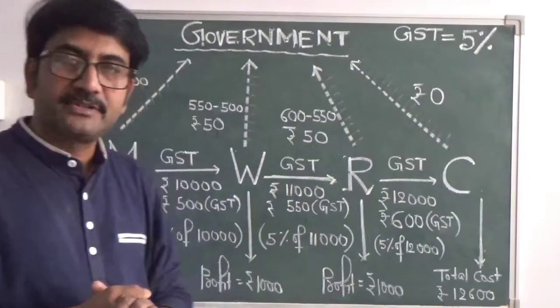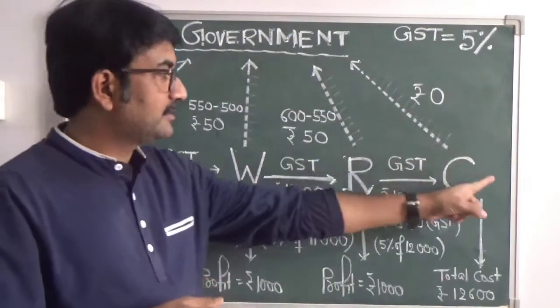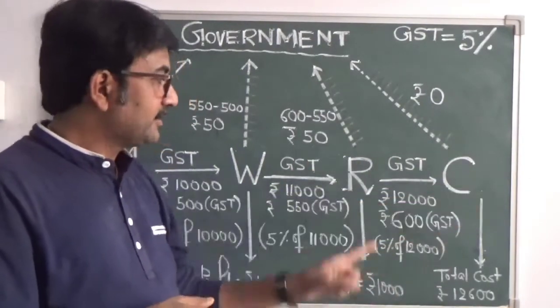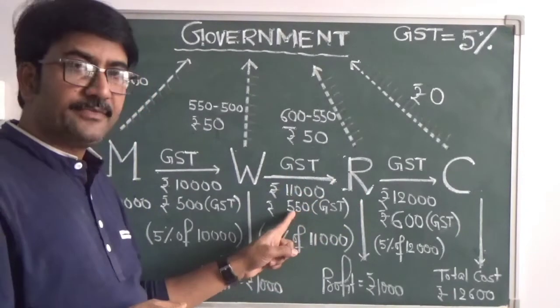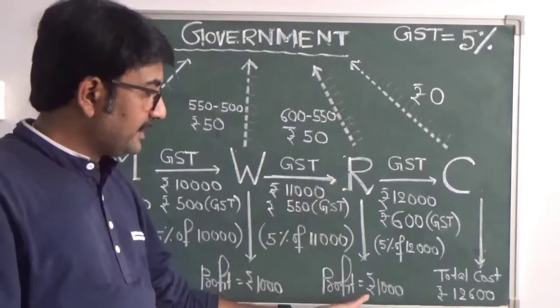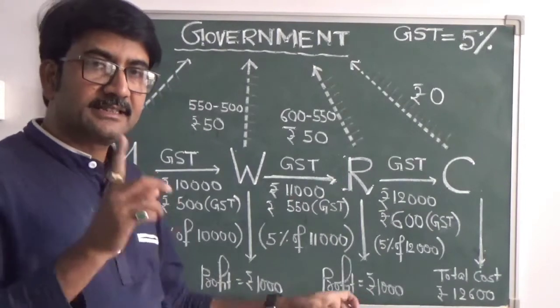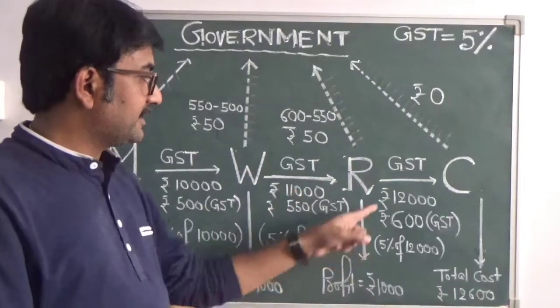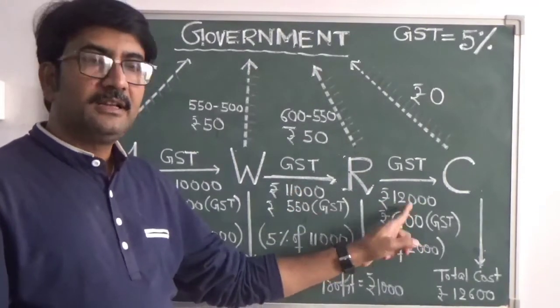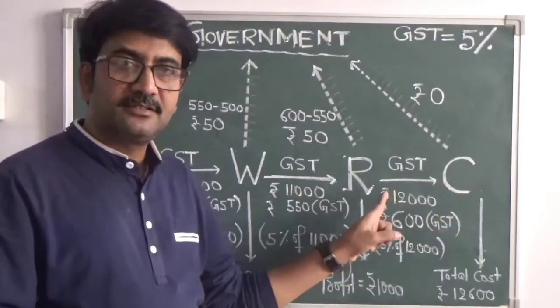The retailer now wants to sell this mobile phone to the end consumer. The retailer's CP is 11,000 and he has paid a tax of 550. Now the retailer wants to have a profit of 1,000. So the SP of the retailer now is 11,000 plus 1,000, which equals 12,000. The CP for the consumer is 12,000.